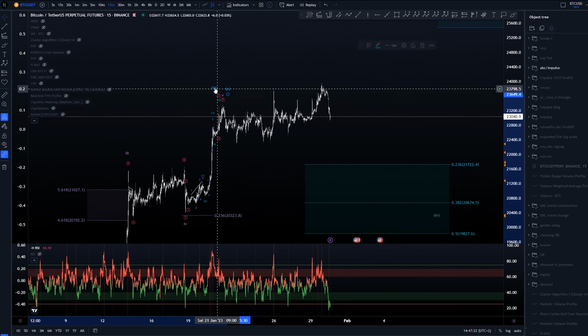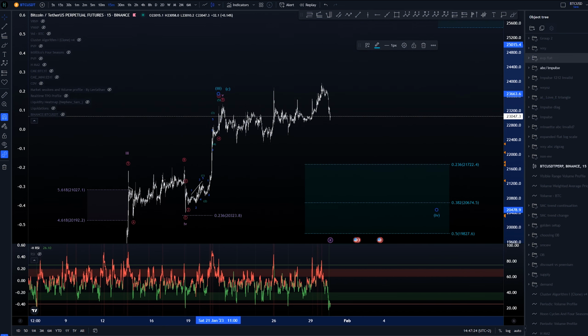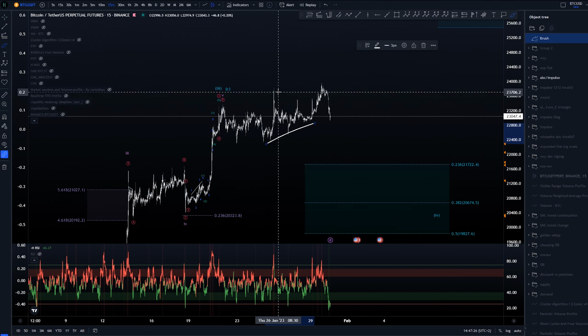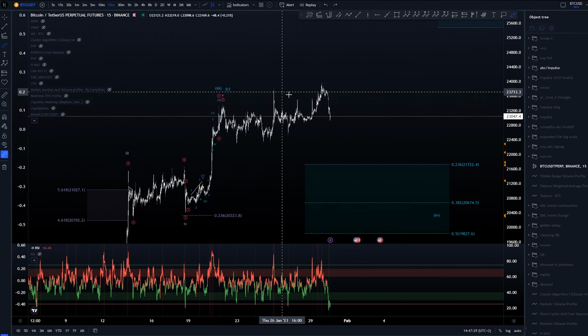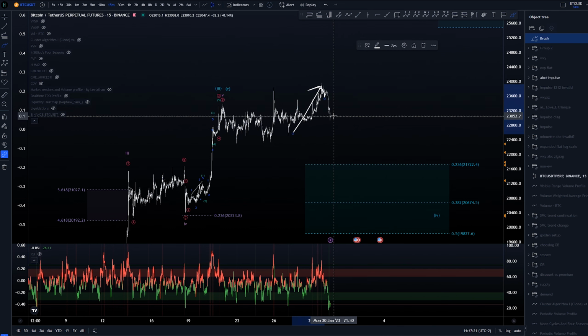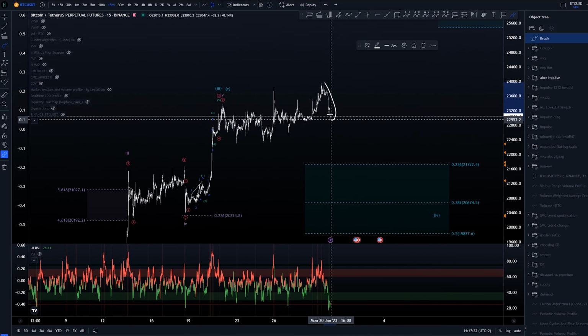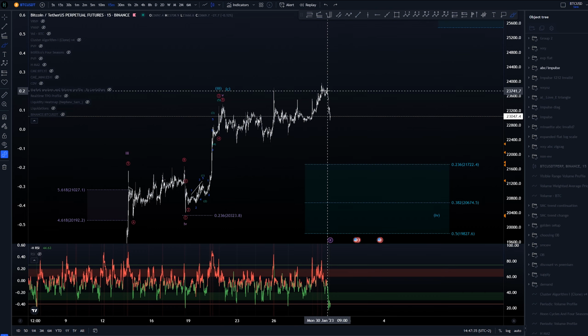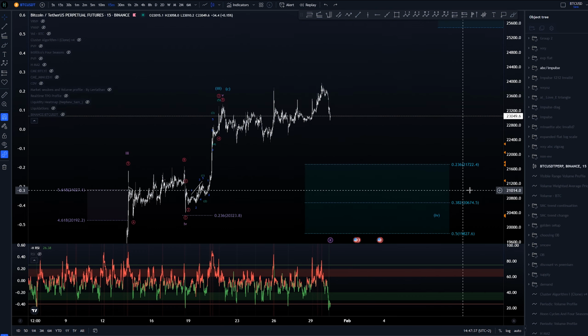But yeah, let's get moving. Overall, we had a few different options here. We had triangle possibilities here that did not play out. We still had that long upwards, but I did not catch this short. I'm going to be talking about that today as well.